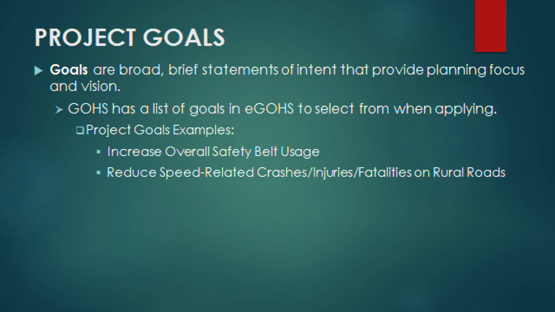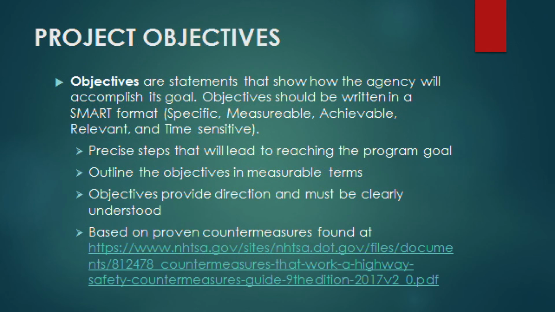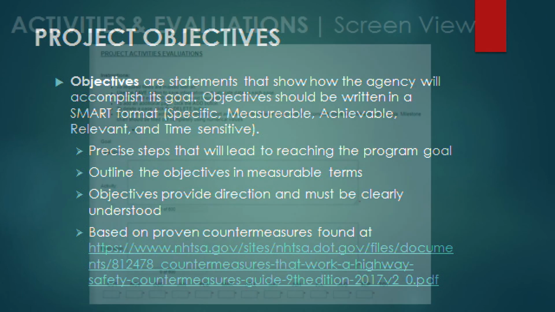And then in EGOS, I know it was a lot of information, but just kind of recap what we talked about. Our goal is going to be based on the data in our problem ID. Our objective is a specific achievement needed to meet our goal. Remember, our goal is our long-term intended outcome. We want our objectives to be SMART. Our activities are going to be the specific actions needed to get this to happen, and our evaluation is the proof that it occurred.